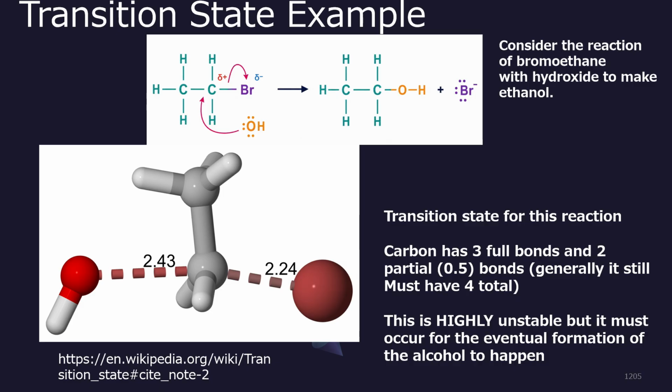So this is the transition state for this reaction. Carbon has 3 full bonds and 2 partial, 0.5 or some percentage. We don't know if it could be 0.3 and 0.7, but somehow one bond is broken up into 2 different parts. It still must have 4 total. So this transition state is highly unstable, but it must occur for the eventual formation of the alcohol to happen. So that's just one example, but this kind of thing happens for basically every chemical reaction.